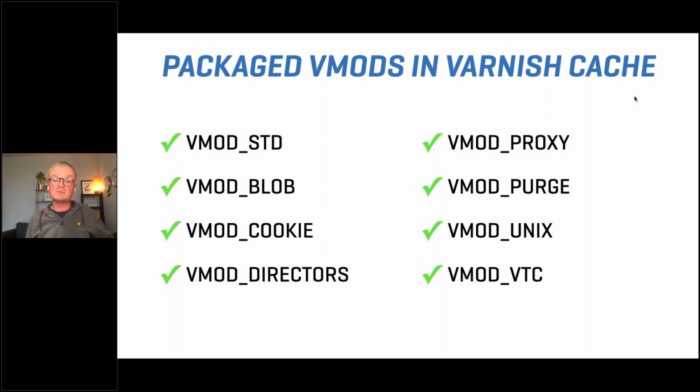However, there are still some vmods packed in the open source version, like the standard vmod, which has a plethora of utility functions that you can use, from file system access, environment variables, casting, from data type, string interaction, logging, you name it. Vmod blob gives you access to binary large objects. Vmod cookie was a recent addition that allows you to do simple interaction with cookies. Directors is a load balancing vmod. Vmod proxy, I showed you, is interaction with the proxy protocol. Vmod purge is there to purge. Vmod Unix is to interact with Unix domain sockets, and VTC contains utility functions for test cases.